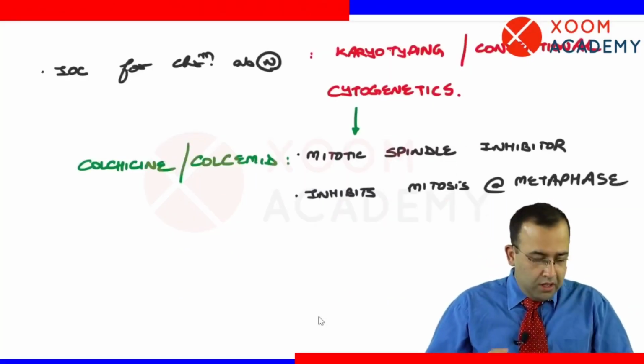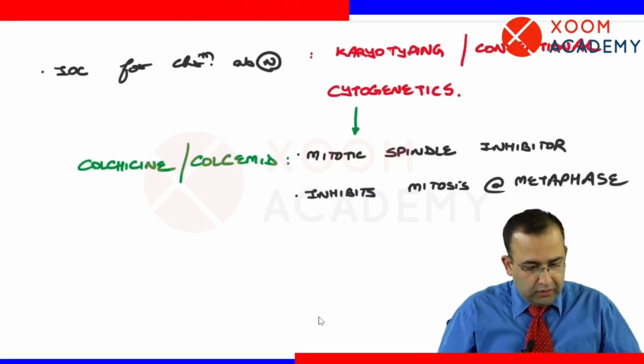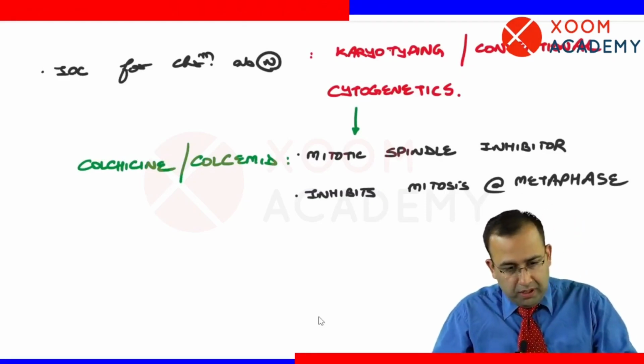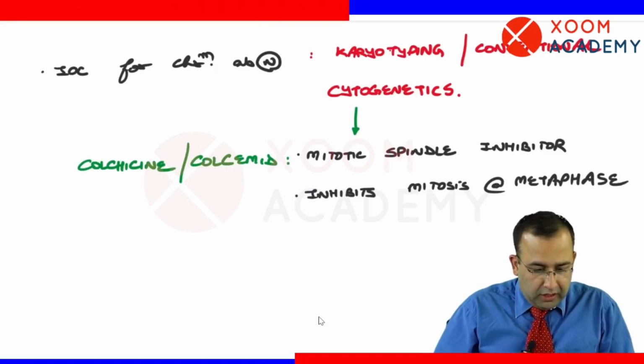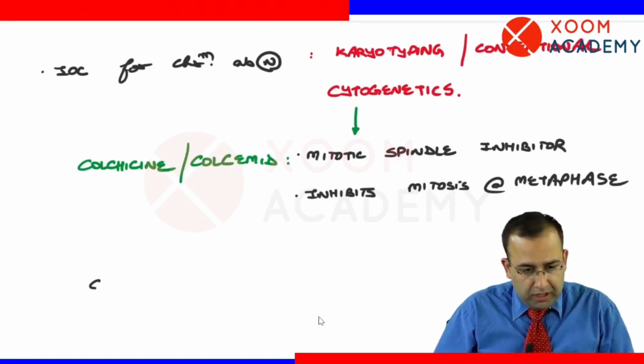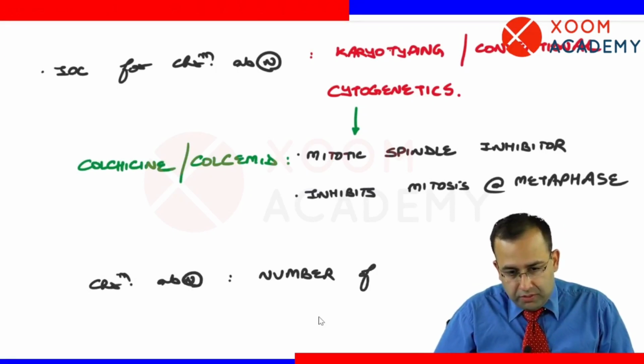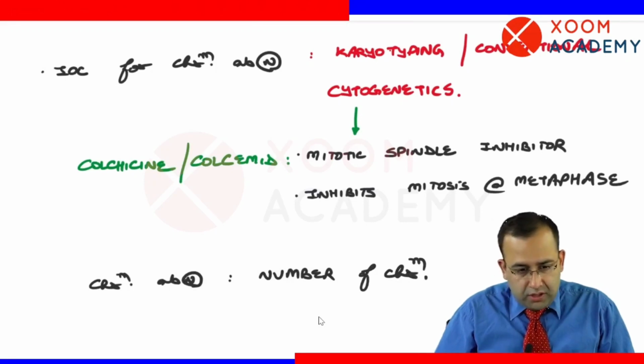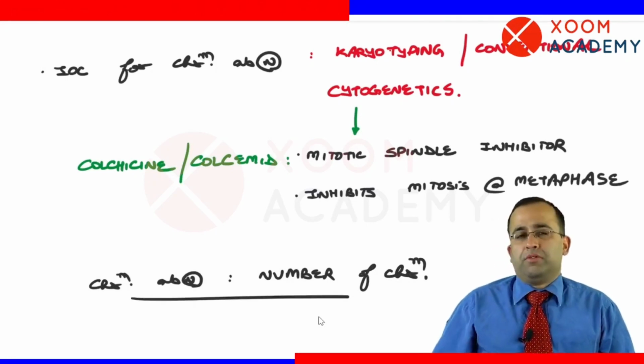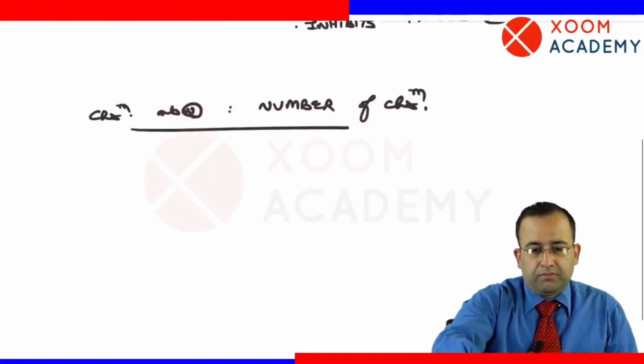Next point. So let us start with chromosomal abnormalities in number of chromosomes. Chromosomal abnormalities associated with the number of chromosomes.